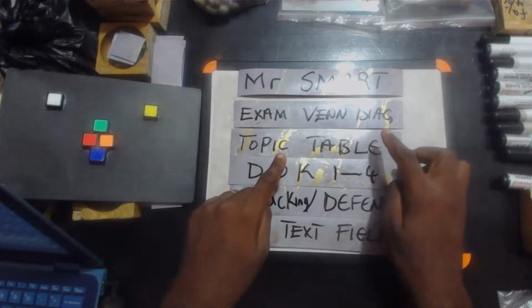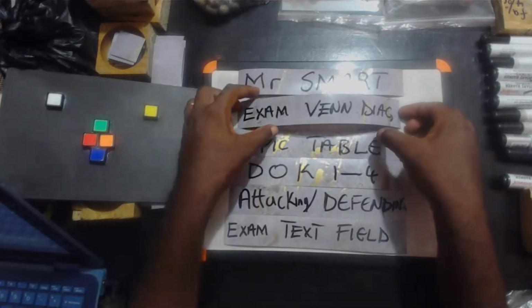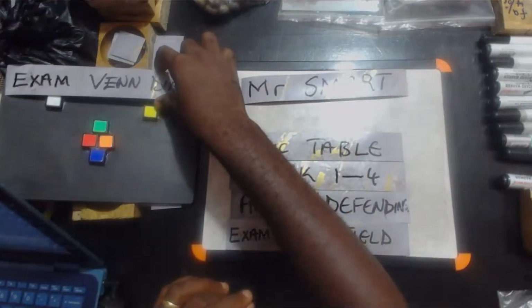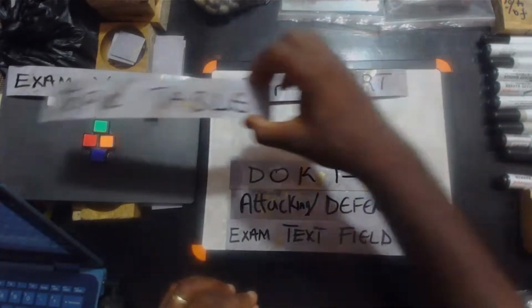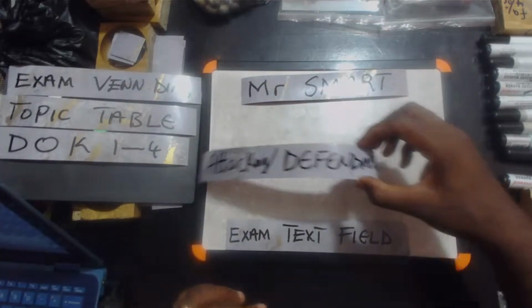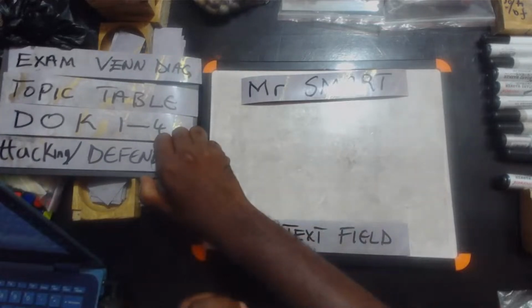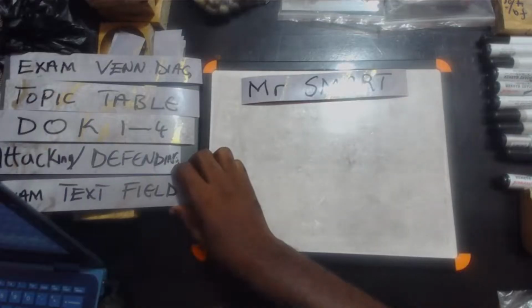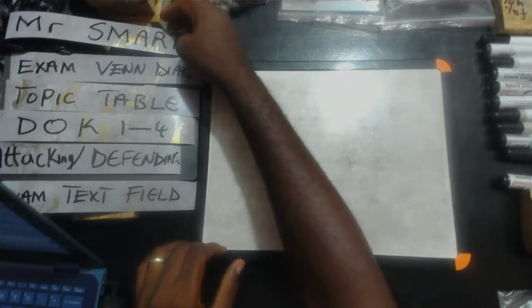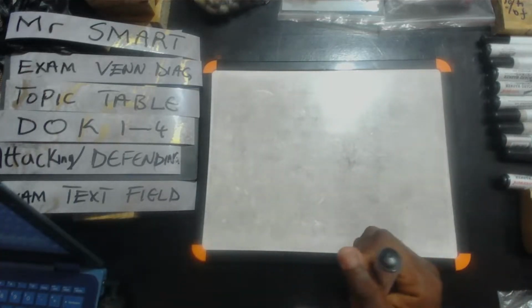So to start with, the exam Venn diagram. Maybe we can just keep these here on the side so that we can follow along as we go. And then next we have the exam text field. Okay, so this is Mr. Smart as usual. Mr. Smart AI. And here we go.